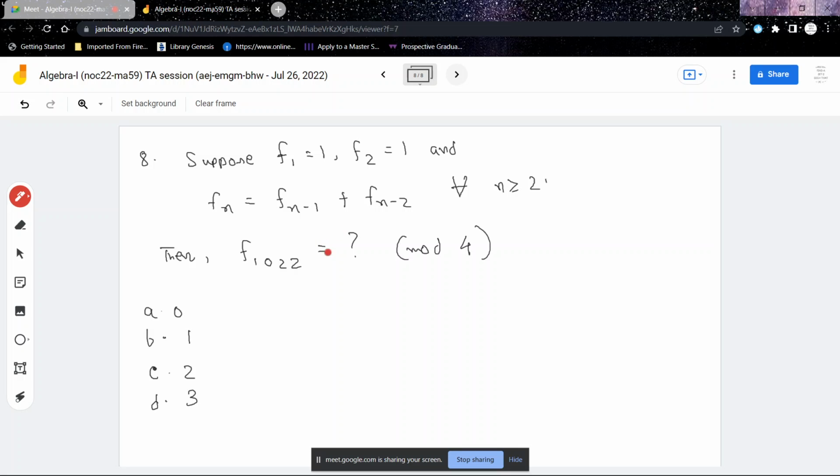So this is again a number theoretic question. Suppose f1 is 1 and f2 is 1, and you are given that fn is fn minus 1 plus fn minus 2 for all n greater than or equal to 2. This is precisely the Fibonacci series, even though sometimes you start with 0 and 1, but here we are starting with 1 and 1. What you are asked to do is find f1022 mod 4.